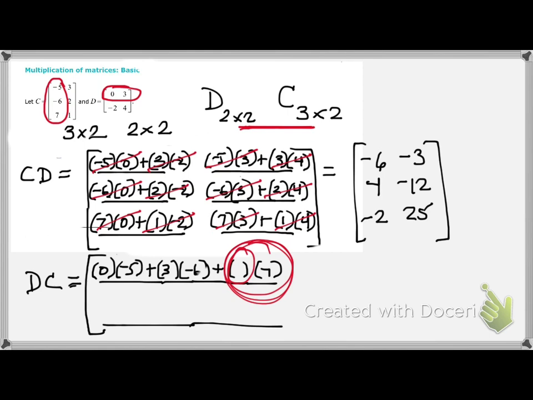So D times C in this case is, I would just say, undefined. It's not a matrix that I can multiply. So that's matrix multiplication with matrices that do not have the same dimensions.